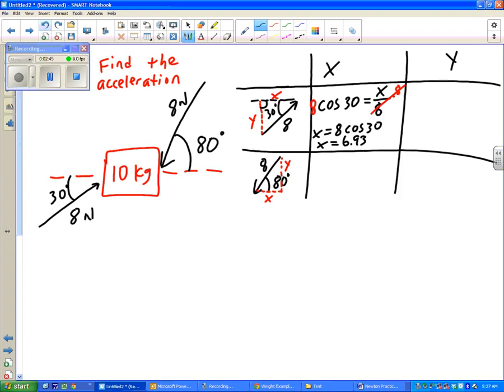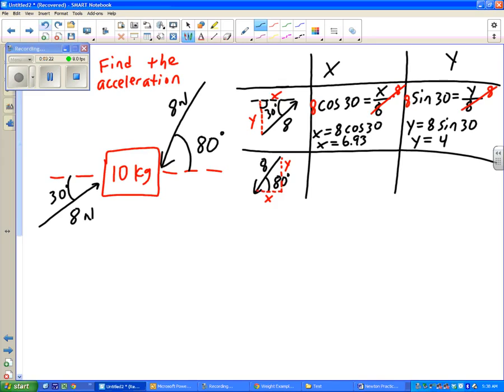So I'm going to do the same thing over here for the y, except this time we're going to use sine. So we have our sine of our angle. This time it is equal to opposite over hypotenuse, and our opposite of the angle is the y, and our hypotenuse is still 8. So doing it the same way, we multiply both by 8, and we get y equals 8 sine 30. And putting that in a calculator, we get 4.